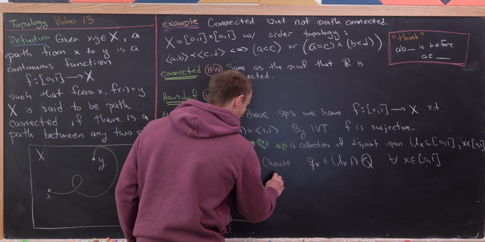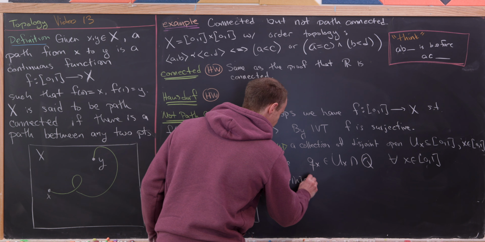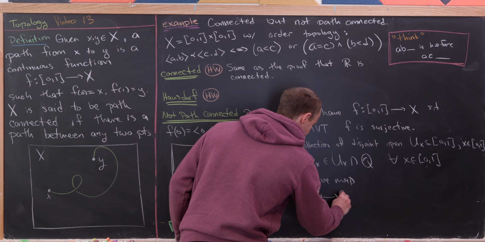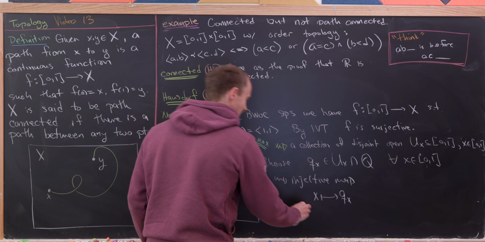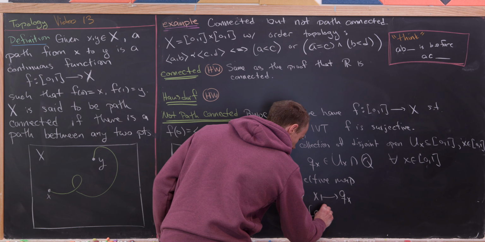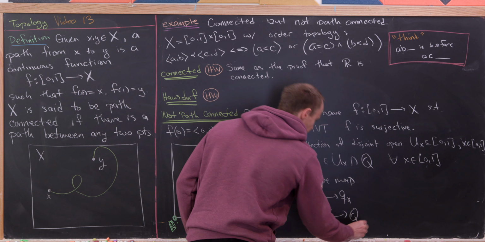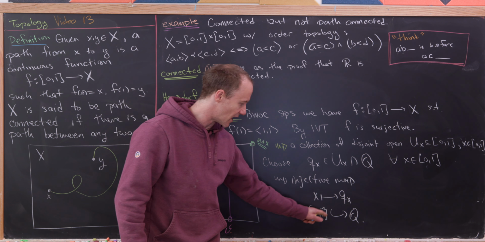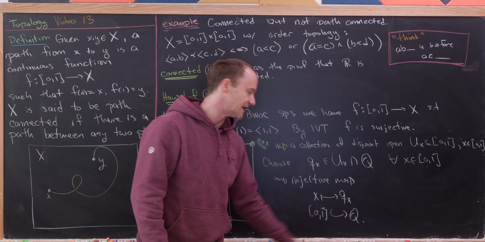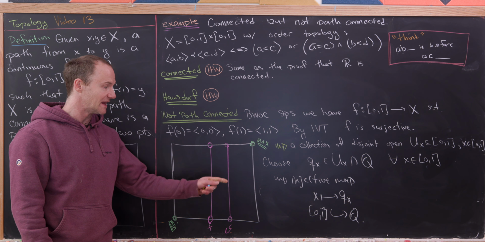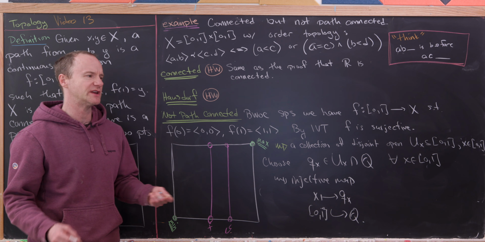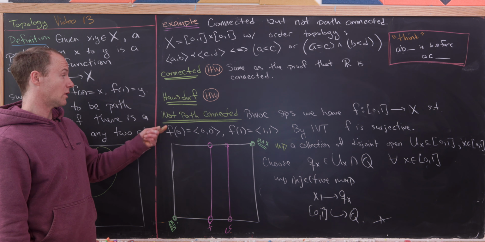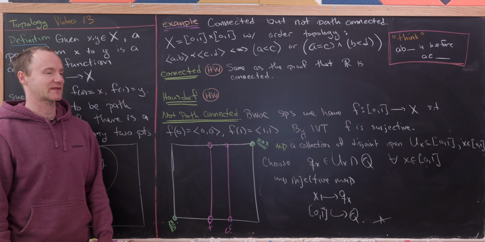But let's notice that that has created an injective map, and that injective map takes x to q sub x. Notice that this takes the interval 0 to 1 and injects it into the rational numbers. But that's problematic because we've got an uncountable set being mapped one to one into a countable set, which we know is impossible. So there's our contradiction. So now we've finished this proof that this is not path connected.